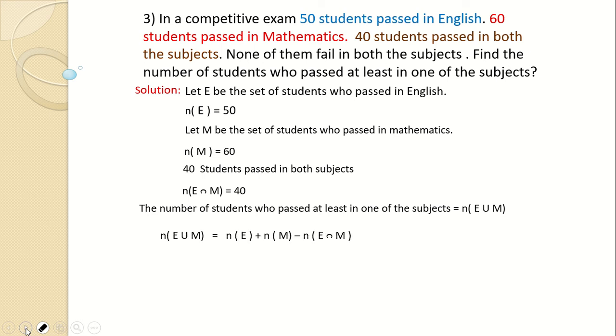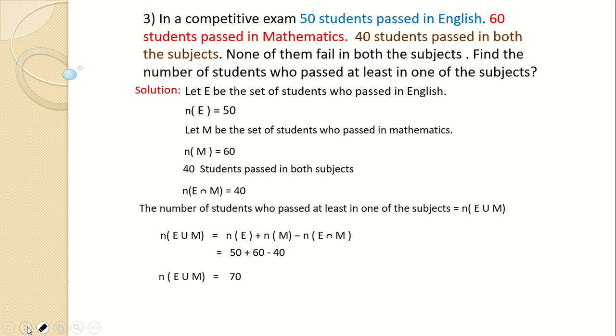n of E union M is equal to n of E plus n of M minus n of E intersection M. Now just substitute. n of E is 50, n of M is 60 and n of E intersection M is 40. So we got the union to be 70.